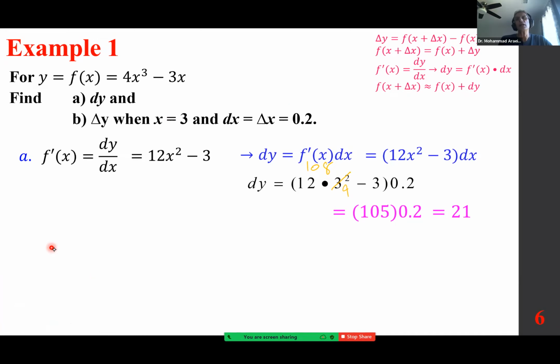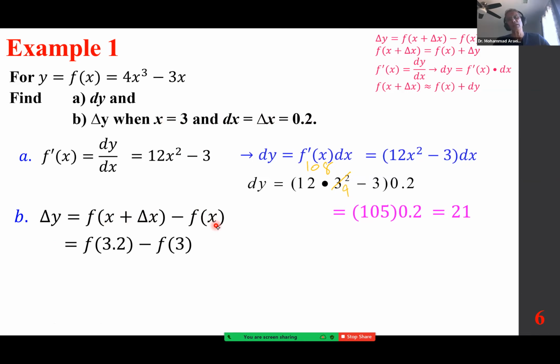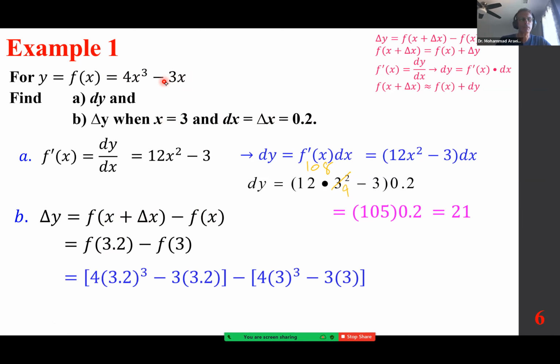Now we want to calculate delta y, and delta y is precisely f of x plus delta x minus f of x. So x and delta x add up to 3.2. So we put it here, and of course 3 here. Now again, this is completely elementary algebra. Evaluate this function at 3.2, also evaluate it at 3, and subtract one from the other. And we get 22.472.